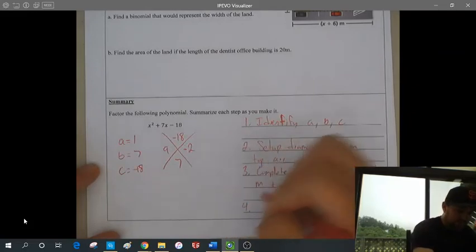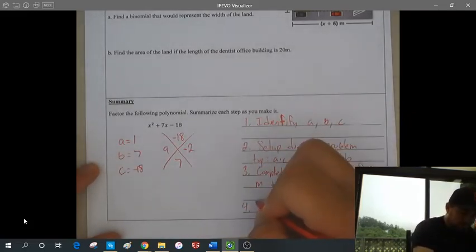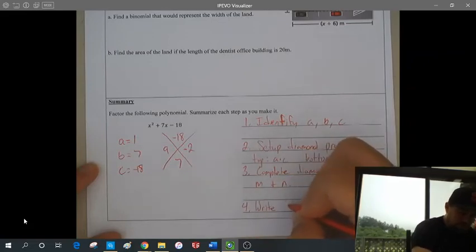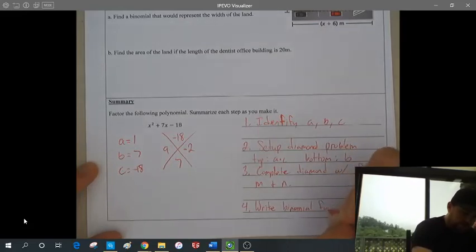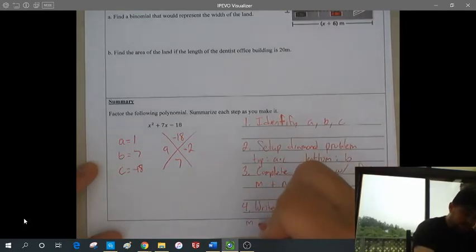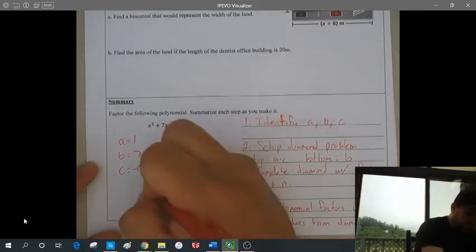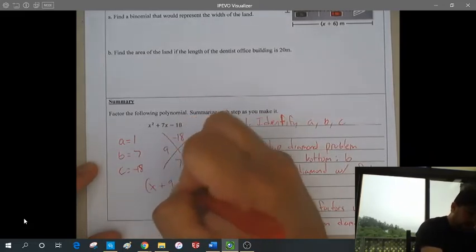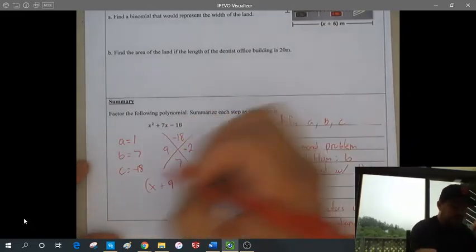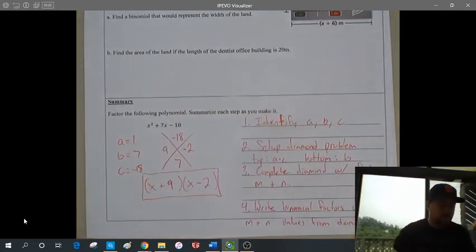And then step 4, finally, is write my binomial factors using m and n values from the diamond. x was the variable used here, so x plus 9 for one of them and x minus 2 for the other. And there's my factorization of that trinomial.